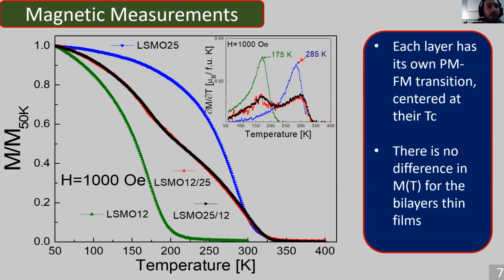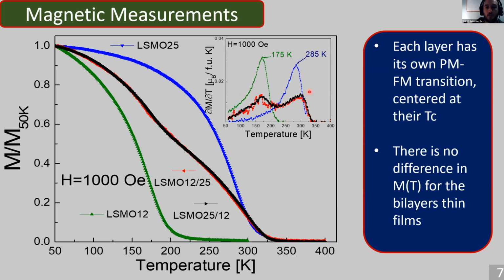Here are the magnetic measurements. All of these curves are normalized at their magnetization at 50 kelvins. For the single layers, we found a paramagnetic to ferromagnetic transition that we can observe also in the bilayers. A transition here at 175 kelvins, which corresponds to the layer of 0.12, and corresponding to the layer of 0.25 here at room temperature.